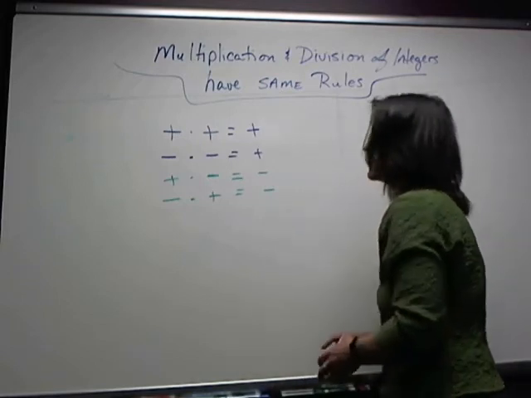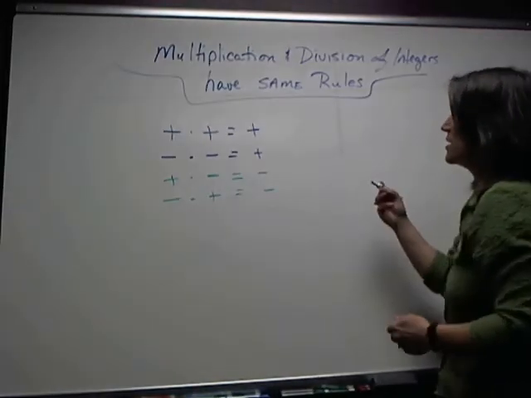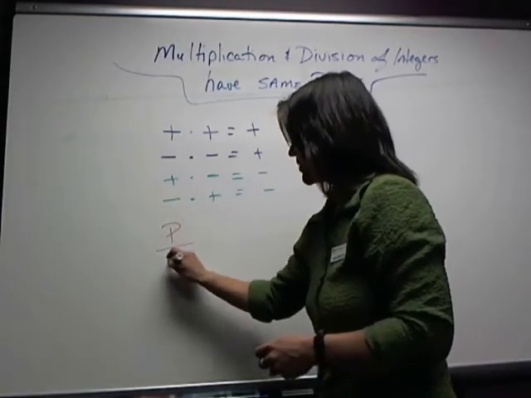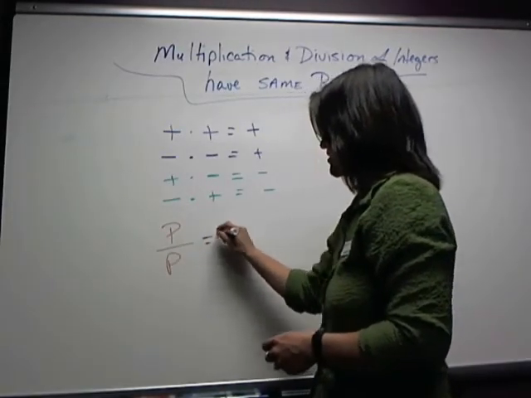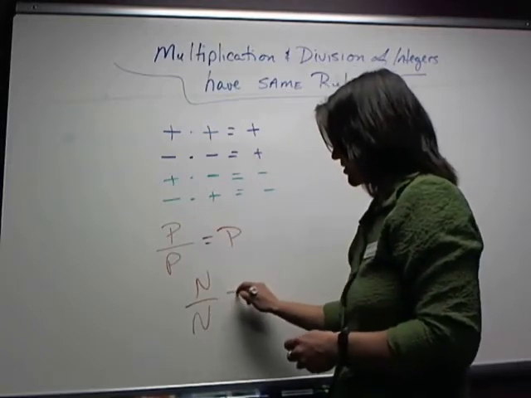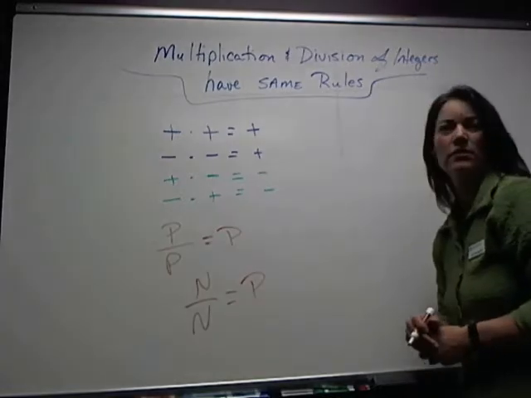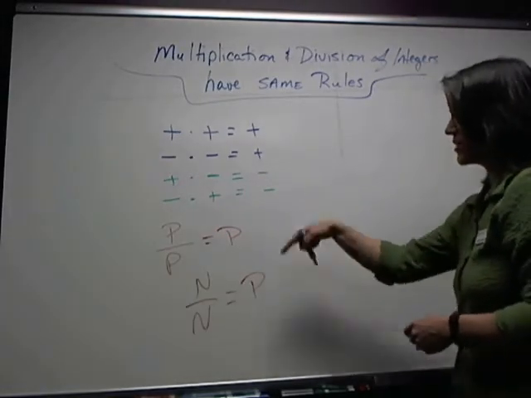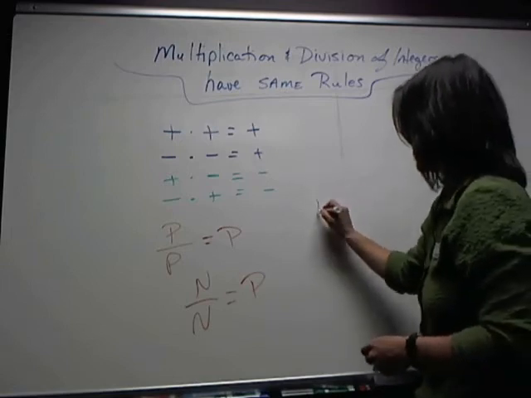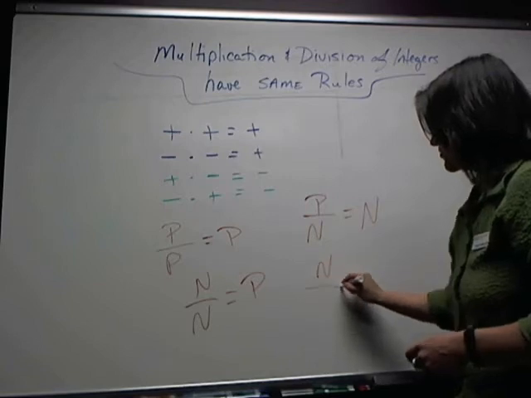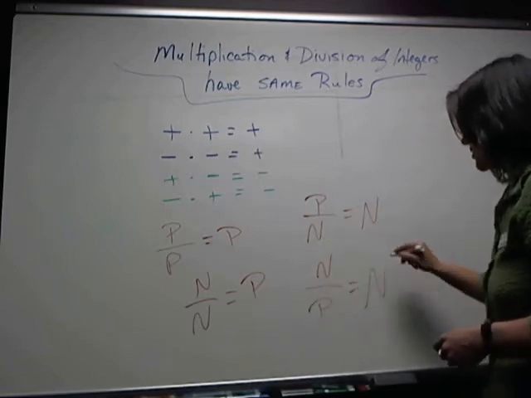The same thing goes for division. A positive divided by a positive is positive. A negative divided by a negative is positive. Remember, division is really a fraction. And then the same thing goes if I have a mismatch. A positive divided by a negative is negative, and a negative divided by a positive is also negative.